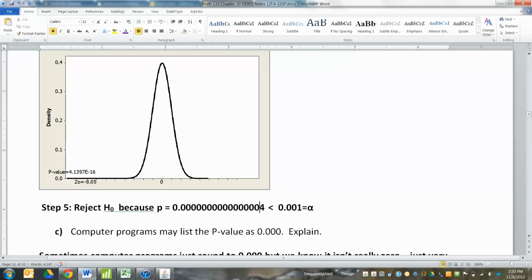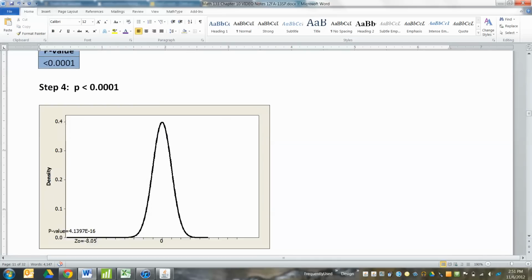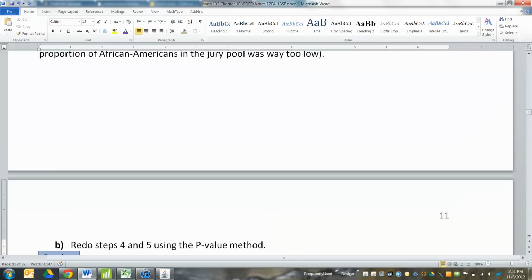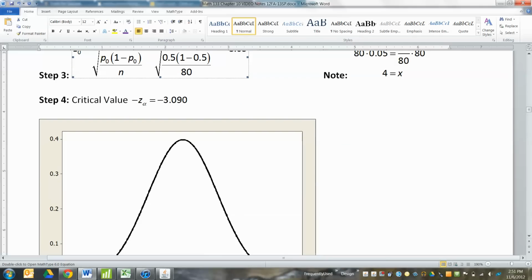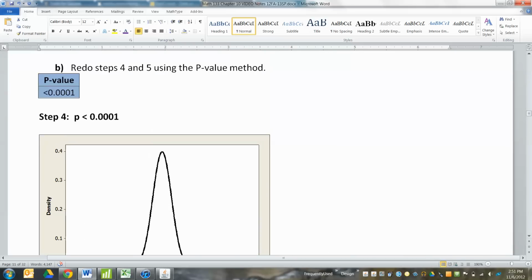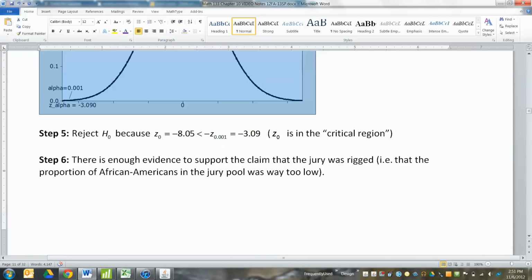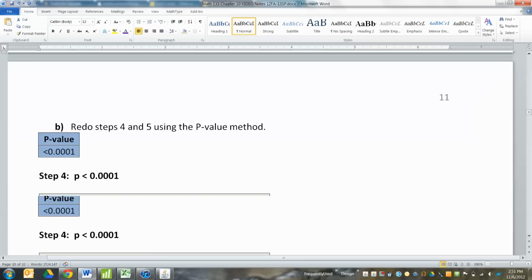Right? Now, we all agree that whatever it is, if they tell you that the p is less than 0.0001, that is less than our alpha, right? Our alpha was 0.001, only 2 zeros there. So since it's less than our alpha, we are going to reject. That is the p-value method. It's the same idea. So if you were asked to do the whole thing with the p-value method, you do the same step 1, same step 2, same step 3. You could maybe use StatCrunch to help you with that part. And then you would skip 4 and 5 and do this 4 and 5 instead. And then step 6 would be the same. It would be, there is enough evidence to support the claim, blah, blah, blah.